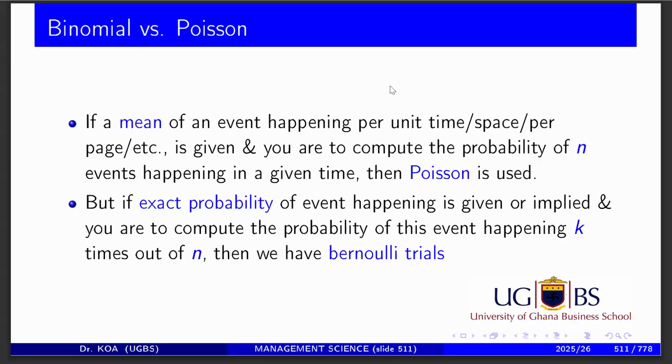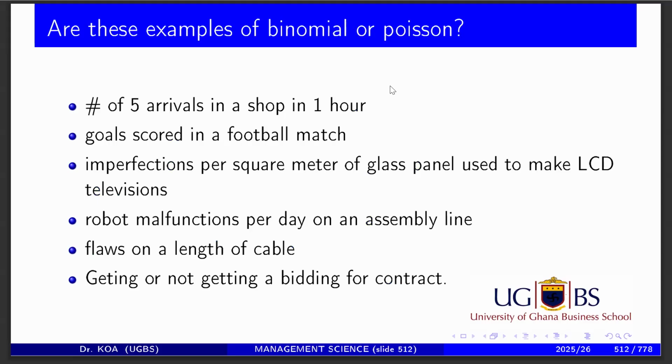So if we are talking about the mean of an event, that's Poisson for you. But if you are talking about the exact probability of an event, that's binomial for you. The characteristic of the Poisson is that it deals with the average or the mean of the occurrence. Not just the occurrence, but its mean. Take, for example, tell me which one of the things on your screen is binomial and which one is Poisson. Carefully tell me. Number one, who can tell me whether it's binomial or Poisson?